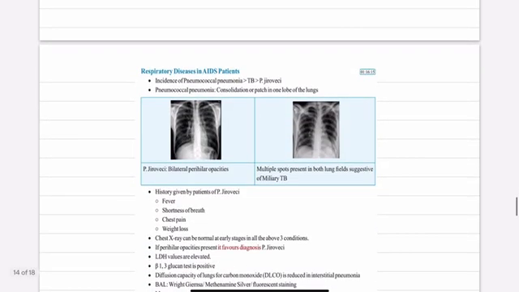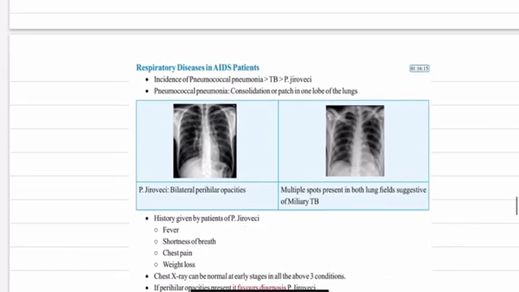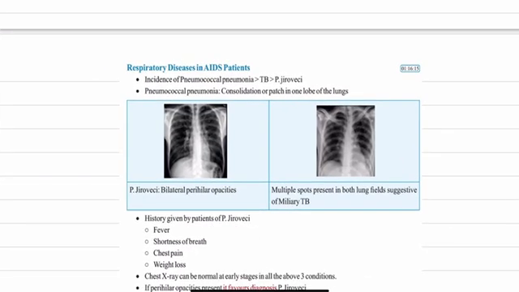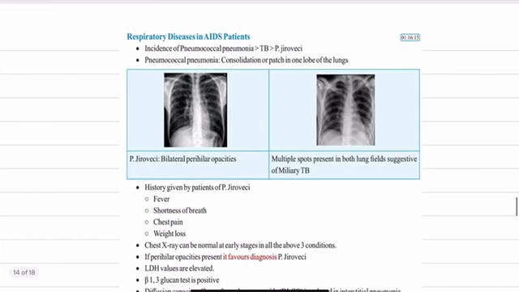Next we will read about another main point that was also asked in a previous year. The clinical question asks whether it is pneumococcal pneumonia, TB, or pneumocystis, and as we know pneumocystis is the most common lung infection we always associate with HIV. That's why we always answer that the patient has pneumocystis, but this is wrong. The incidence of pneumococcal pneumonia is more than TB and more than pneumocystis in AIDS patients.